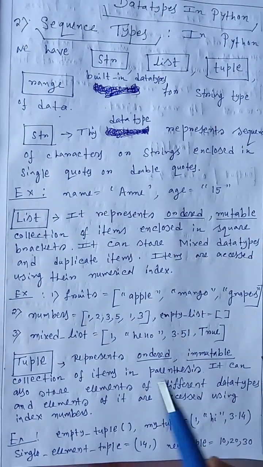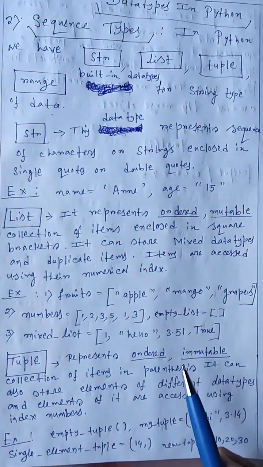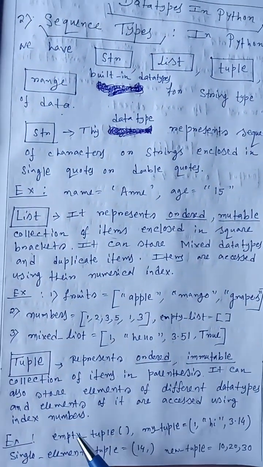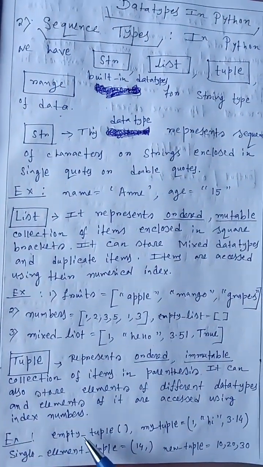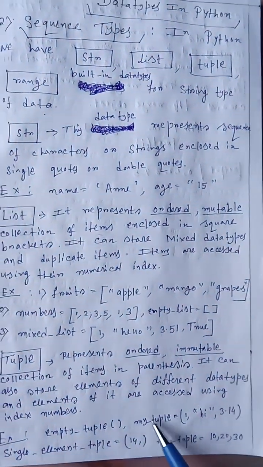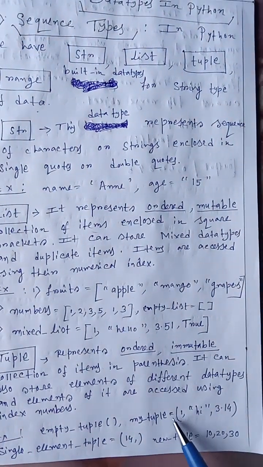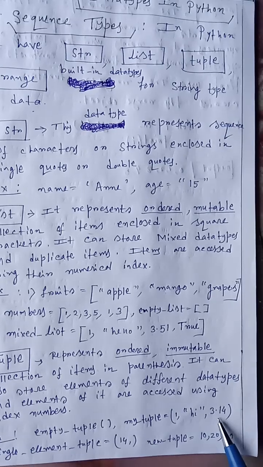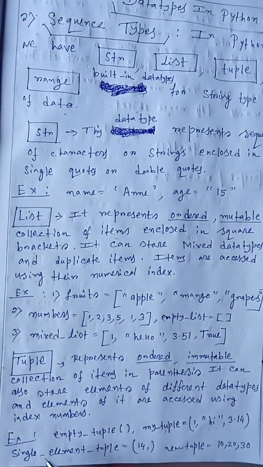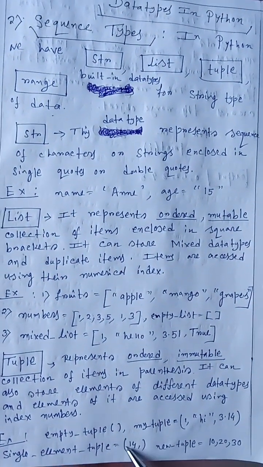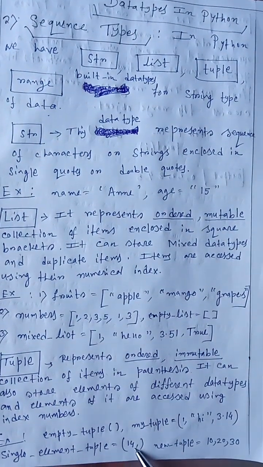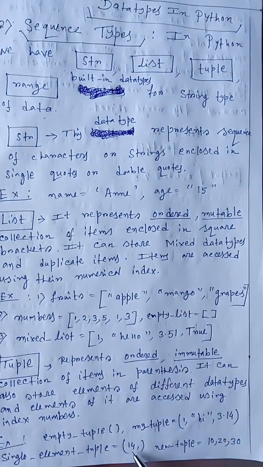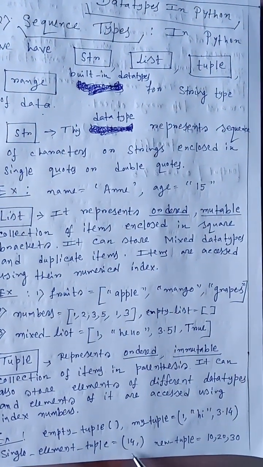Tuples are immutable. Once created, it will stay as it is throughout the code. And tuples are always written inside parentheses. Examples include an empty tuple. Second is my_tuple, which contains mixed data: an integer, a string 'hi', and a floating point number 3.14. Then a single element tuple (14,) with a comma. Always remember this comma. Whenever we create a single element tuple, inside parentheses we write an element and then end it with a comma.